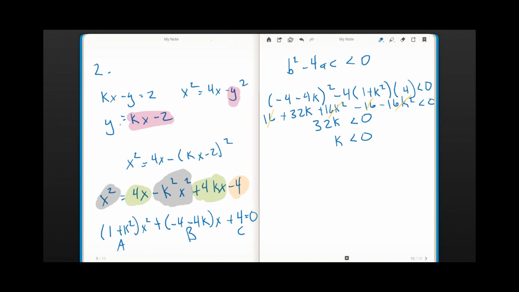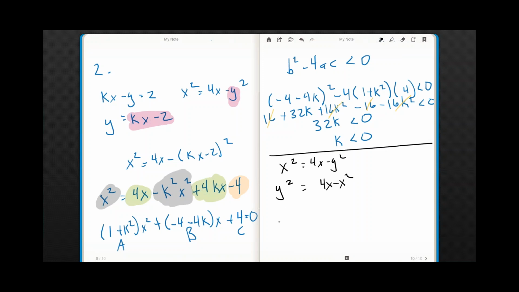So what that means is when I put this into my calculator, which I'm going to suggest that you do, we'll see it. Now, the problem is we have x squared equals 4x minus y squared. I want to put that into my calculator. That means that I have to start by getting y by itself.